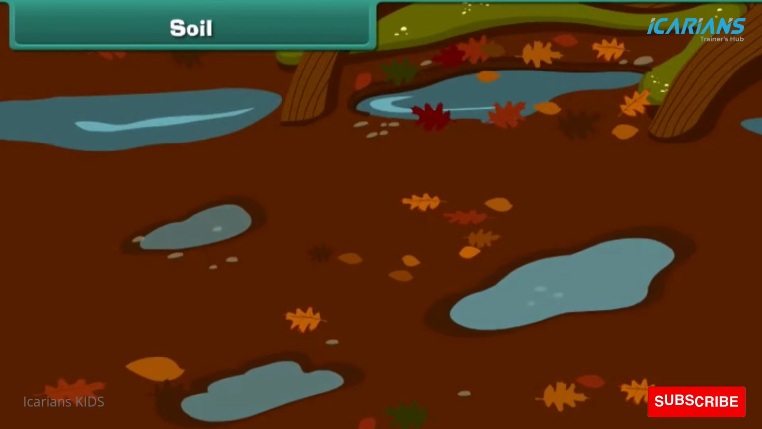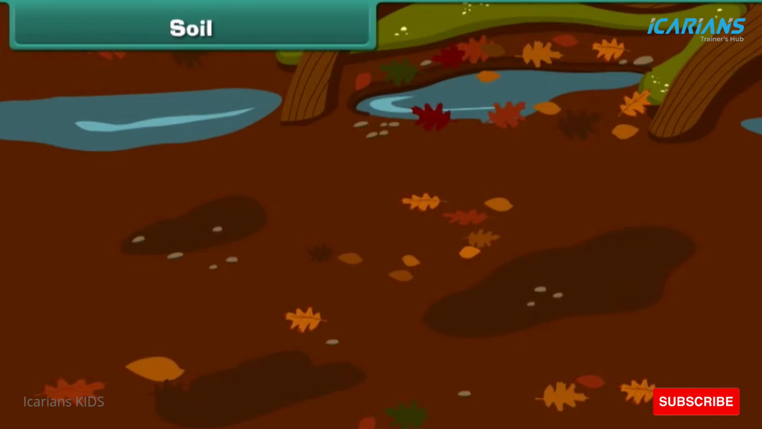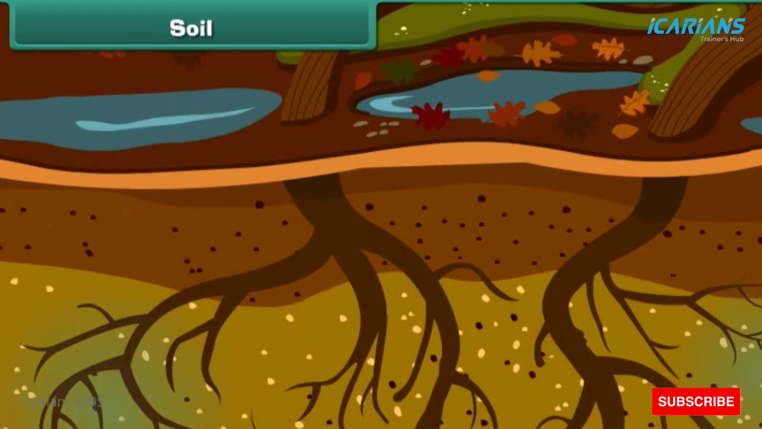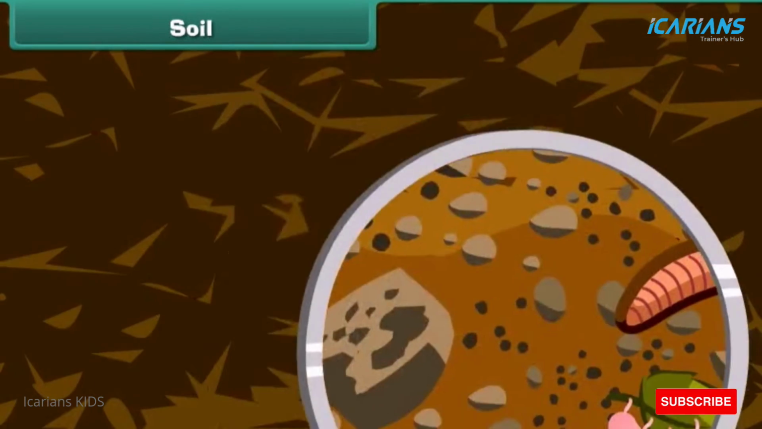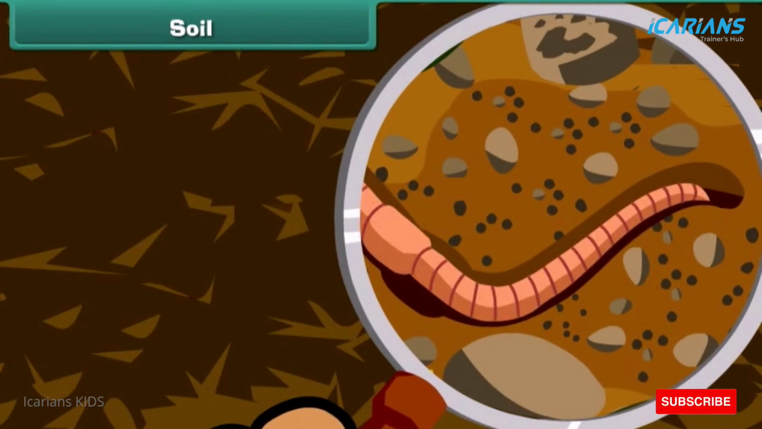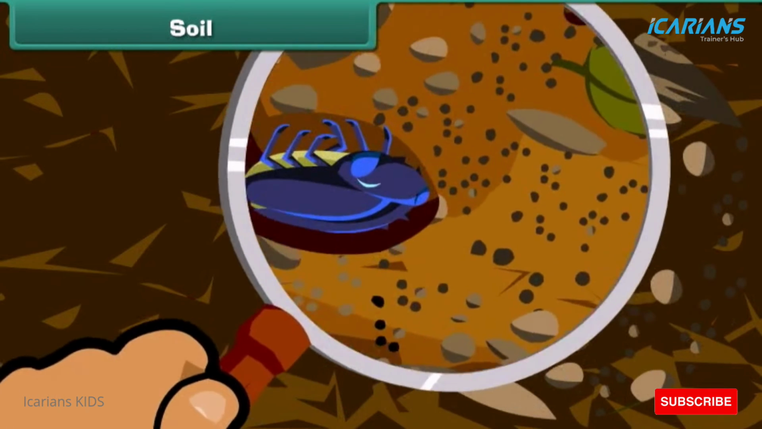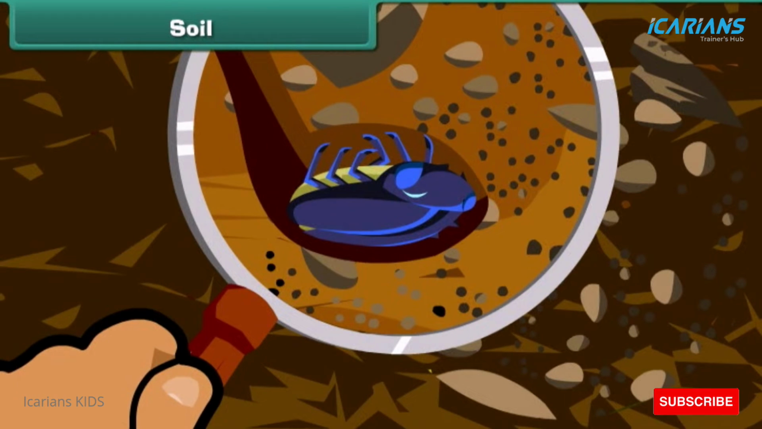Soil stores nutrients and water. Plants draw water and minerals from soil. Thus, soil acts as a medium for the plants to grow. It also provides shelter to ants, earthworms, and other insects and animals who make their home in the soil.